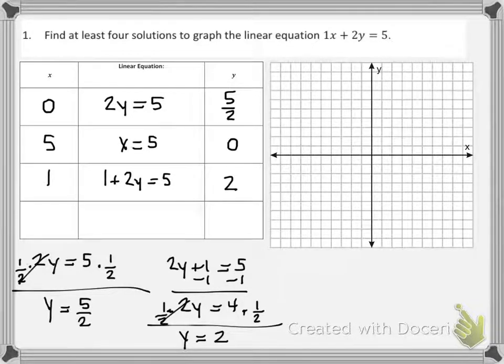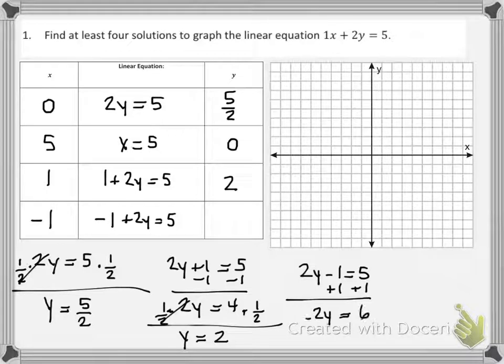There's another one. Let's just put a negative in there just to see what happens with that one. If we put a negative 1 in, we get negative 1 times 1 is negative 1 plus 2y equals 5. And that's 2y minus 1 equals 5. We would have to add 1 to both sides. That gives us 2y equals 6. Multiply by reciprocal. And that gives us y equals 6 divided by 2 is 3. So y is 3.